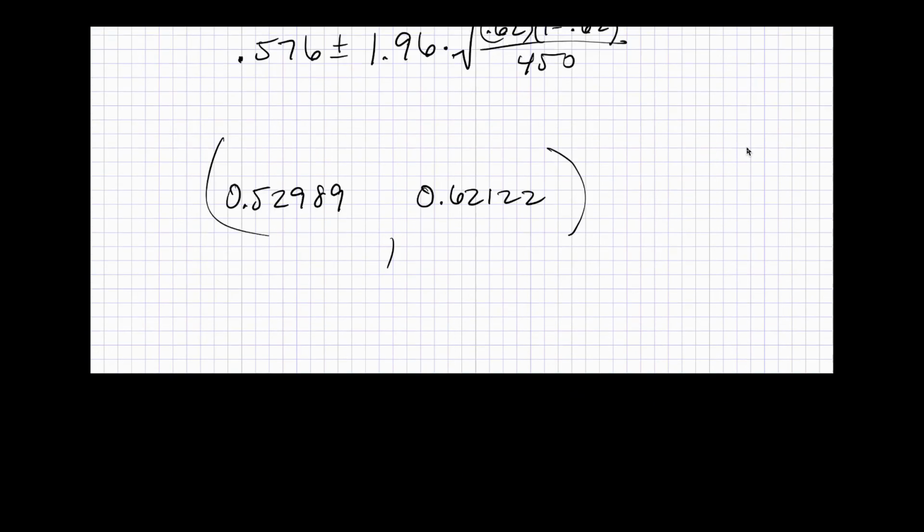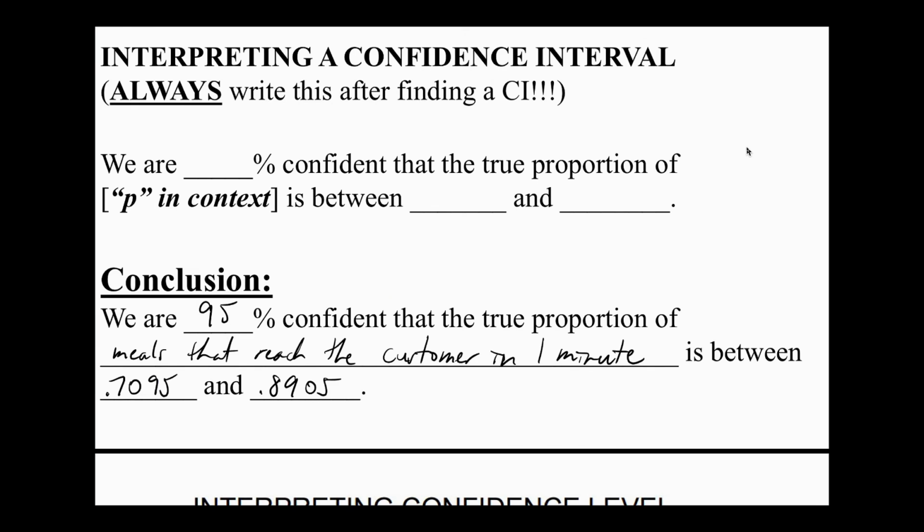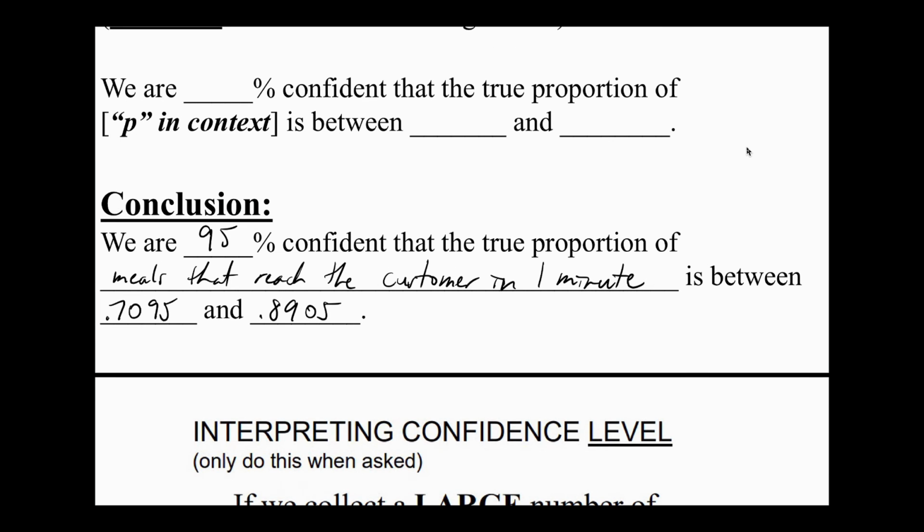Last thing, conclusion. What the heck does that interval mean? Okay. So when you're first doing confidence intervals, stick to the sentence frame I gave you. Stick to the sentence frame. You'll do enough when we take tests, you'll know it, right? But for right now, you've only written one conclusion, so I don't expect you to have it memorized. So we're just going to fill this in. We are blank % confident that the true proportion of blank is between blank and blank.